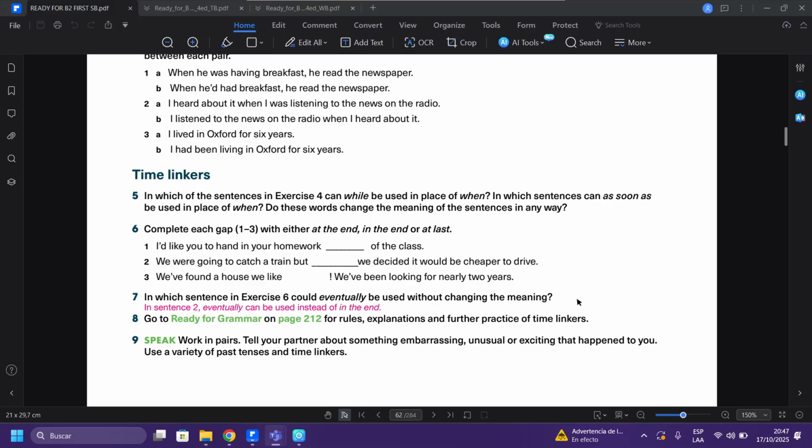Perfect. Number two, we're going to catch a train, but in the end, or at last, we decided it would be cheaper to drive. In the end. Yes, in the end. And the last one is at last, of course. We have found a house we like at last. We have been looking for nearly 2 years. All right, so there you go.